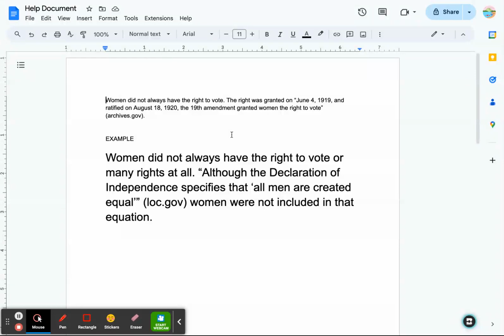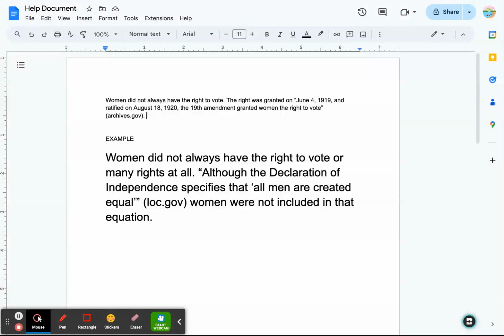The 19th Amendment granted women the right to vote, quote, and the citation or the PAPP period, parentheses, archives.gov, parentheses, period. The period goes at the end of the parentheses, not after the words, but at the end of the parentheses. It kind of closes the thought, if that makes sense. Make sure that whatever you're quoting always has quotes. You're trying to tell the audience exactly where you got this information. That is why you need a PAPP period, otherwise known as a citation.